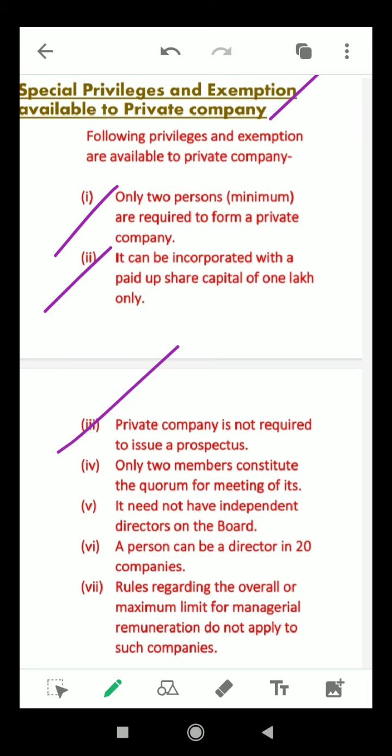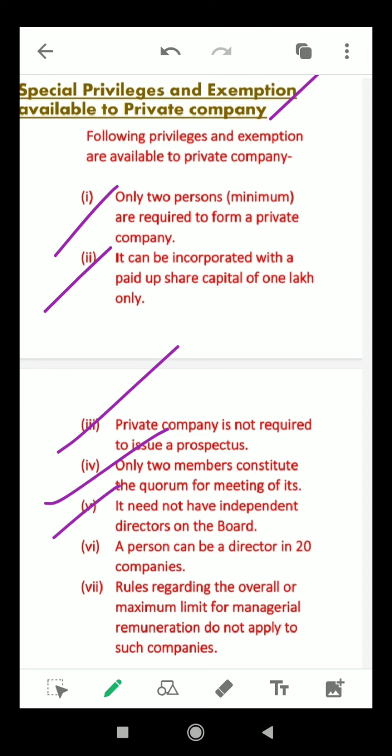Number 3 is a private company is not required to issue a prospectus. They can form their business or company without a prospectus. Number 4 is only 2 members constitute the quorum of a meeting. So for the meeting they need only 2 members. A private company need not have more than 2 members, as against public companies.